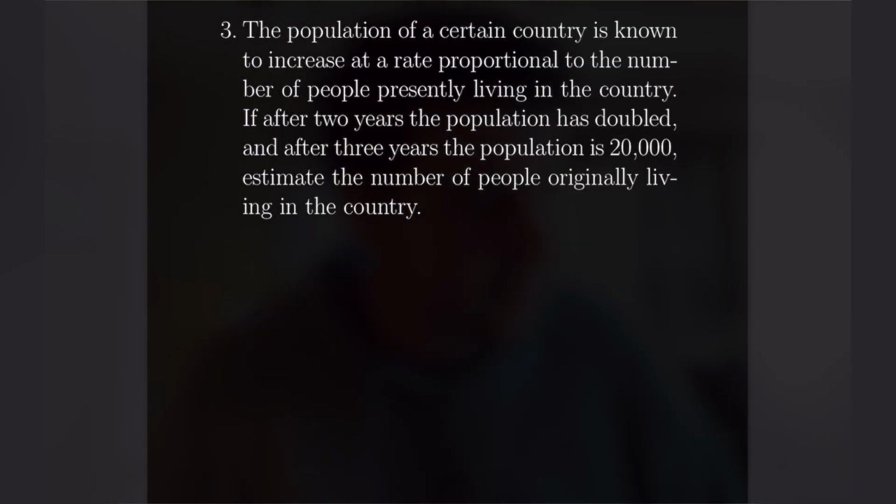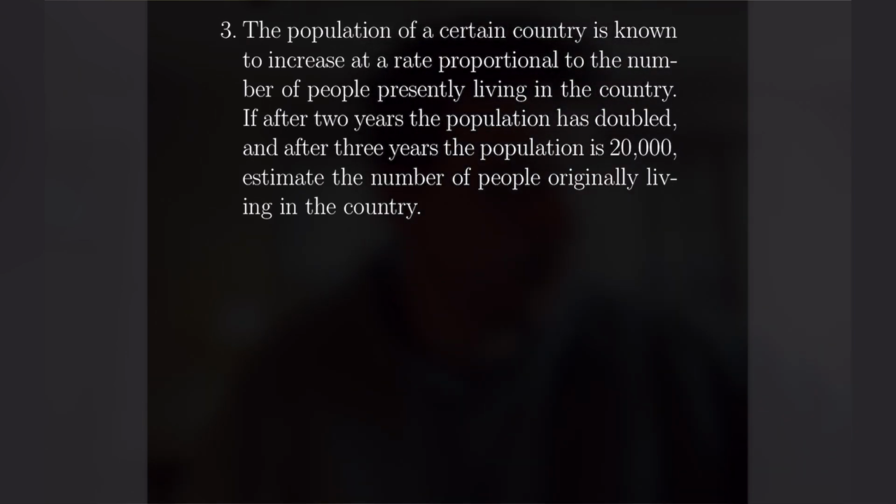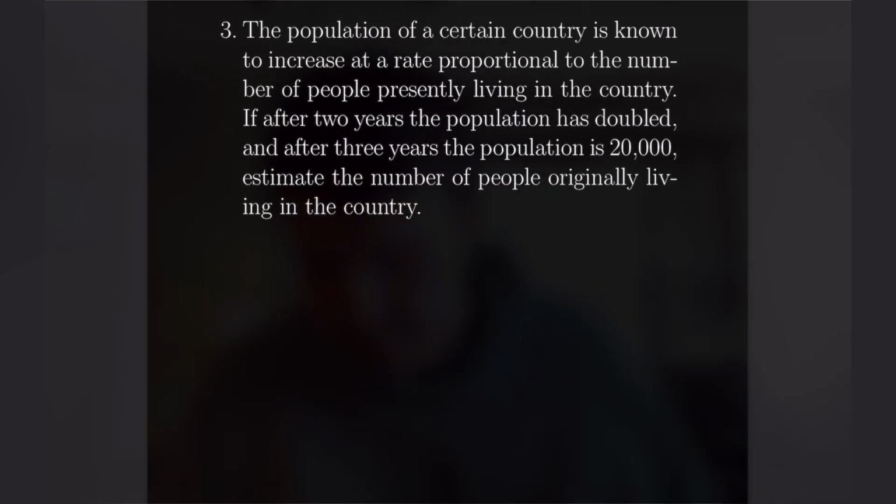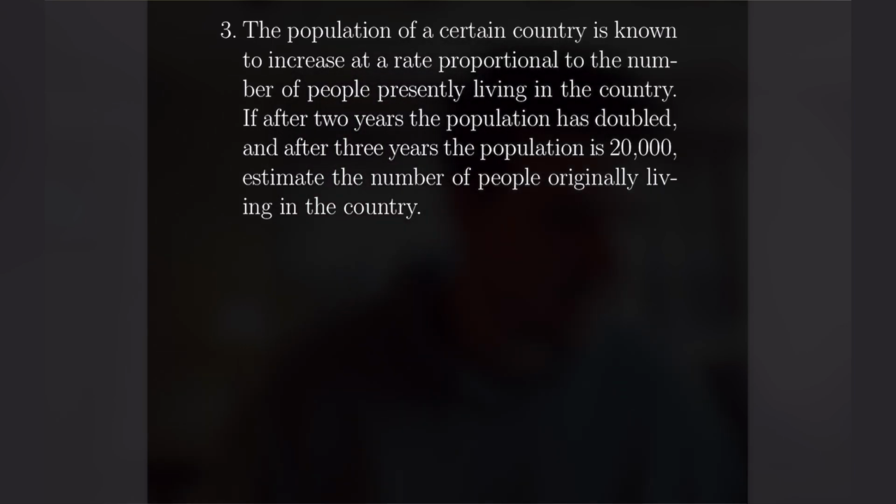So our next two problems are population growth and decay problems. So let me go ahead and read number 3 to you guys. We have the population of a certain country is known to increase at a rate proportional to the number of people presently living in the country. If after 2 years the population is doubled, and after 3 years the population is 20,000, estimate the number of people originally living in the country.